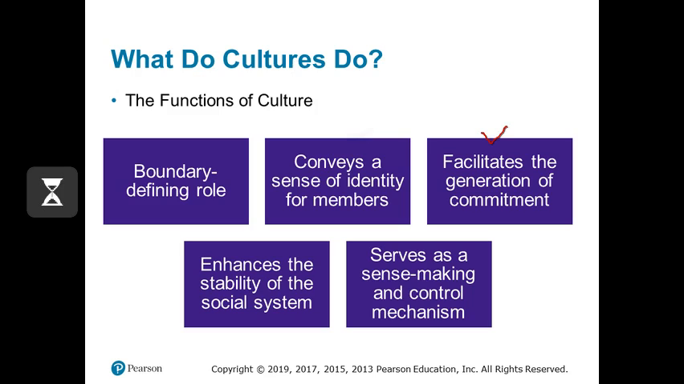And because it does that, it also helps to facilitate commitment. It helps to make us committed to the organization because we see a bigger purpose other than our own self interest. Building off that, it also helps to enhance our social system because it helps us to facilitate relationships within the organization. If we have a strong culture within our organization, we're going to support that. We have to interact with others and support each other. And through doing that, it also helps to serve as a bit of a control mechanism within the organization.